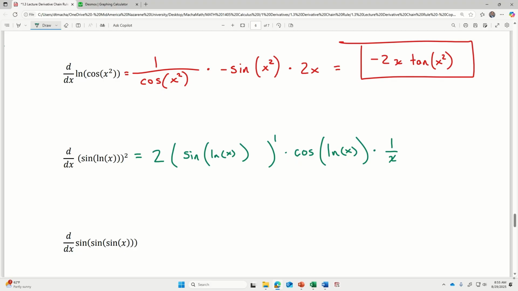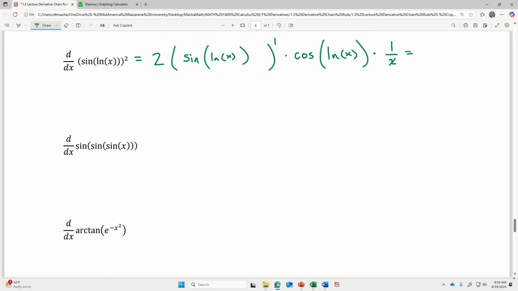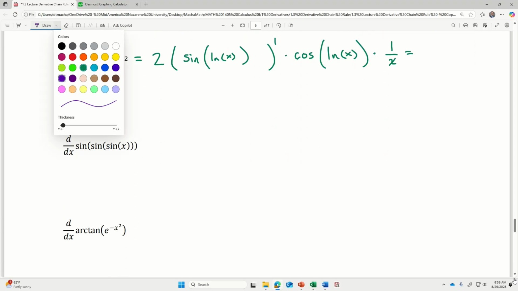So, there's not a lot you can do to simplify this, but I think that maybe there's some trig identity with sine times cosine, but let's not worry about it. Let's just call it good. Moving on.